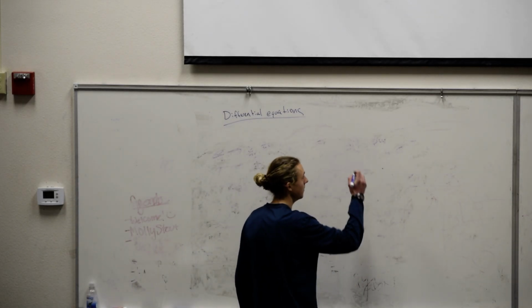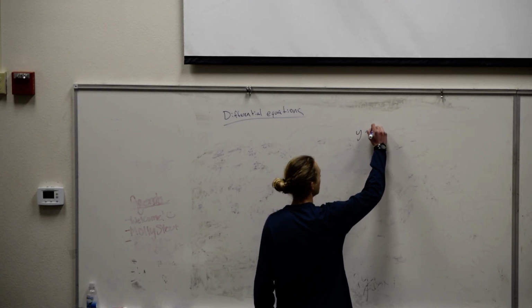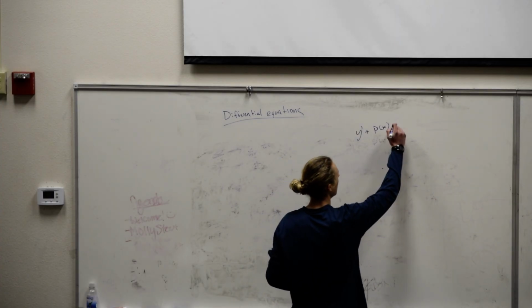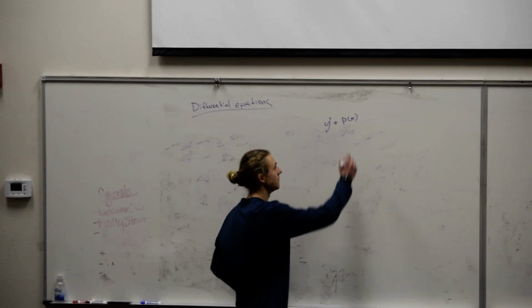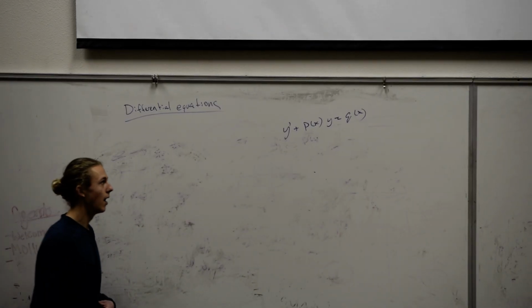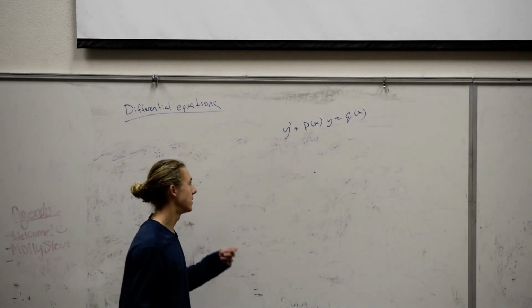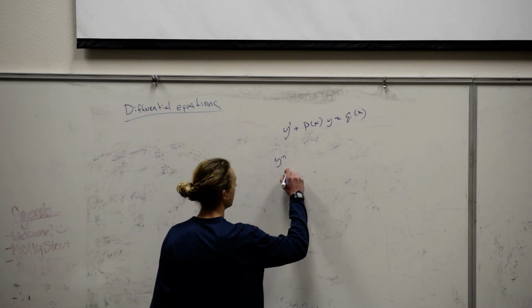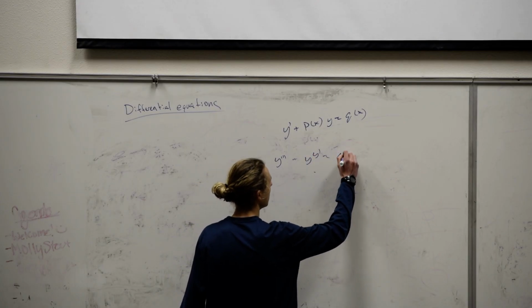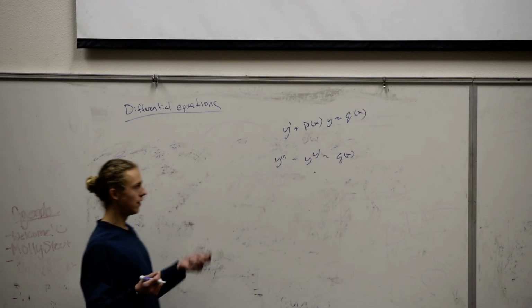It could look like y prime, sorry, plus a known function of x, I'm going to call this p of x, times y, and this is equal to a known function of x, like x cubed. So this is just an example of a differential equation. I could take it a step further and say y triple prime plus y to the power of y prime equals q of x. This is another example of a differential equation.